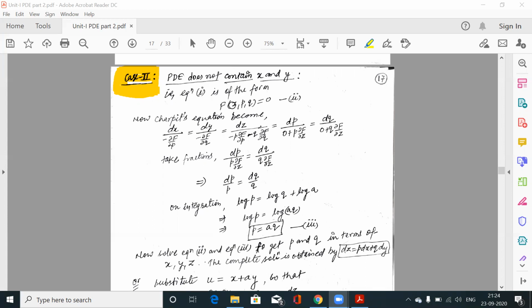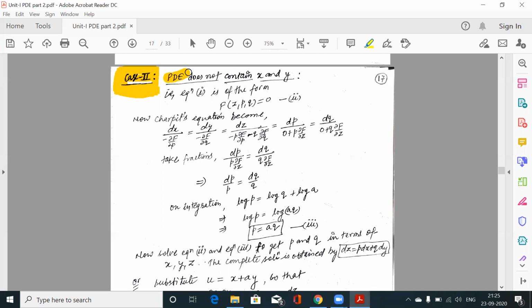the form which the given PDE can have is f of p, q. It should not contain x terms, it should not contain y terms, it should not contain z terms. Only p and q terms are there. Then Charpit's method says that we can substitute p equal to a, and after substituting p equal to a we find the value of q. In a similar way we substitute the obtained values of p and q in the equation dz is equal to p dx plus q dy.